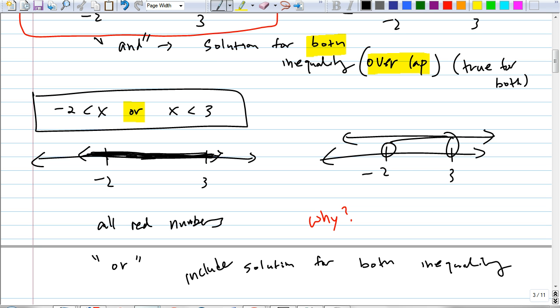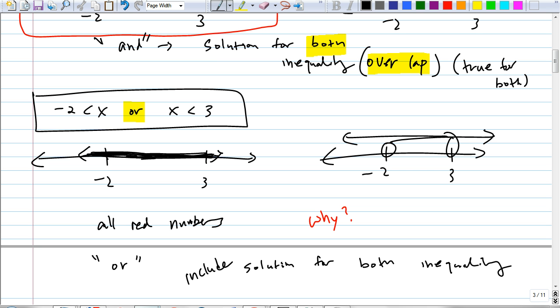So if I were to include every number that is less than 3 with all the numbers that are greater than -2, wouldn't that include every number on a number line? Yes? Yeah, question. 3 or -2 work as solutions. They are both included, because that's a good point.